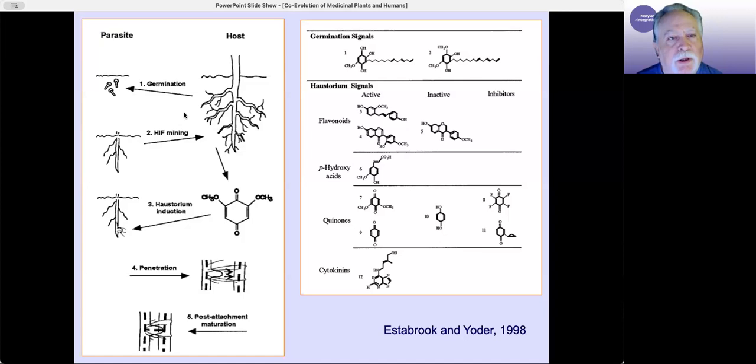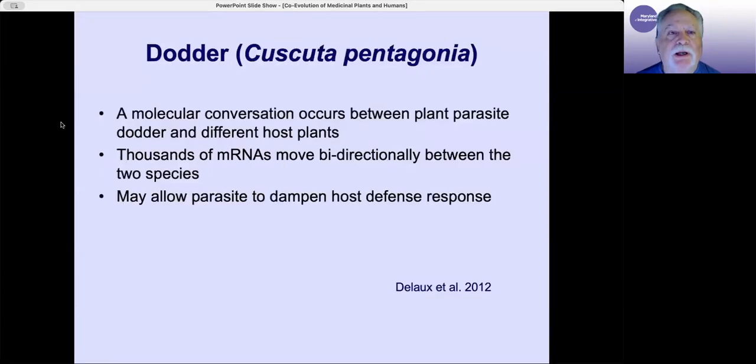There, you can look at the directionality of this relationship between little root-like structures. There's a signal from a neighboring plant, and then you get growth of that parasitic plant into a host plant. There are all kinds of different signals, and you can see different types. But what's really important when we talk about this medicinally is something like dodder, which came out of traditional Chinese medicine, and it's a very useful plant. There's actually a molecular conversation that occurs between the plant parasite and different host plants. You end up having these mRNAs that we talked about earlier moving back and forth. This is a way for the plant to recognize, this is a parasite that I don't mind having a relationship with, and so I'm going to damp down my defense response.